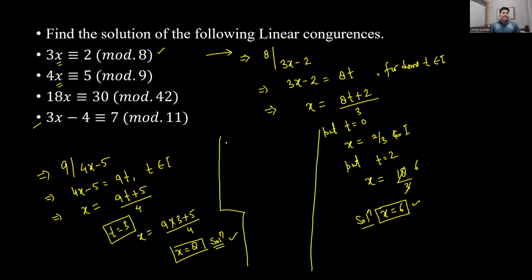Okay, so 3x minus 4 congruent to 0 mod 7. Firstly, I need to write it in the standard form. It is not the standard form of a linear congruence. The standard form is ax congruent to b mod n.